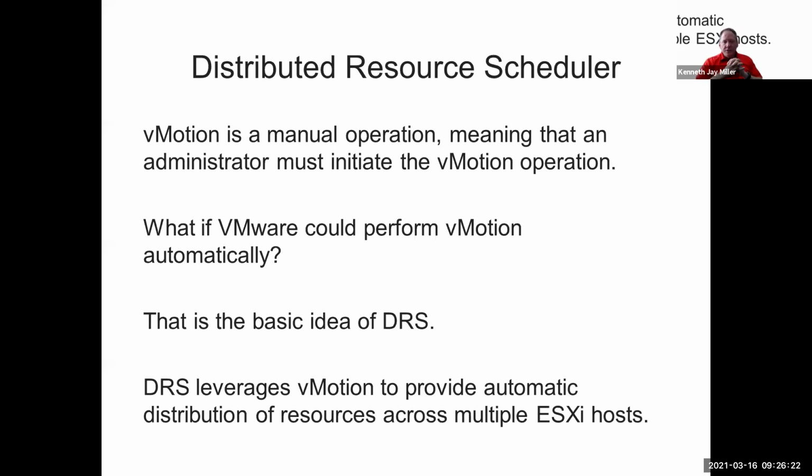Now, storage vMotion is manual, meaning that we have to initiate it. What if it could happen automatically? And that's where the DRS comes in. So the distributed resource scheduler automates the movement of the storage vMotion. So it's the automated. So as I said, each one of these systems is adding on top of the other. And as they add up, so does the price tag.